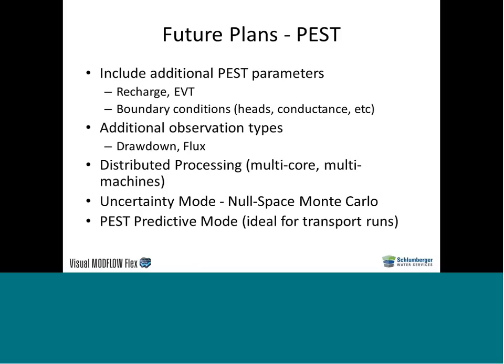Some future plans for PEST, some of these things we're currently working on, but we'll continue working on in the new year. The first would be to include additional PEST parameters, those being recharge, evapotranspiration, and also heads and conductances from other boundary conditions such as rivers, drains, general head, etc. We'll add support for additional observation types, those being drawdown and flux. We'll add support for distributed processing, both on a single machine and across multiple machines. We'll add the uncertainty mode capabilities of PEST, which is done through the null space Monte Carlo analysis. And then lastly, we'll add support for the PEST predictive mode capabilities. This will probably be done to coincide with the release of MT3DMS or transport runs, because really it's most often used for predicting scenarios related to plume migration.